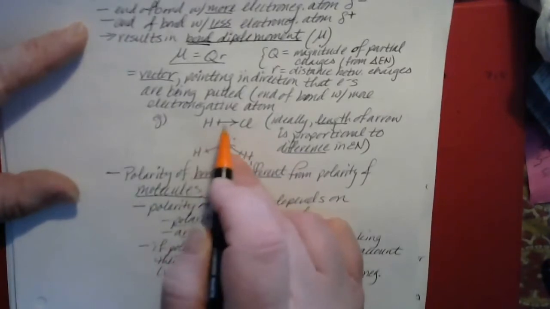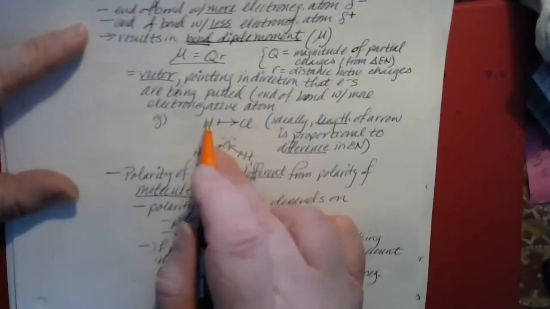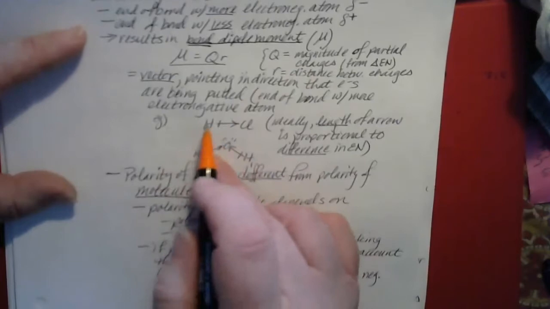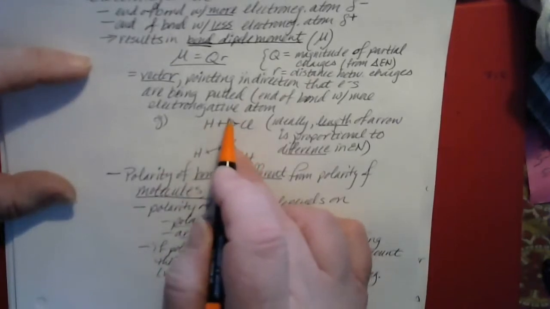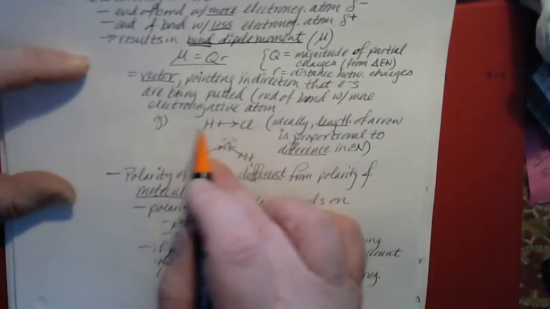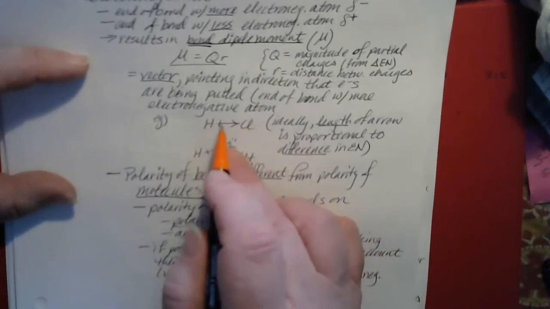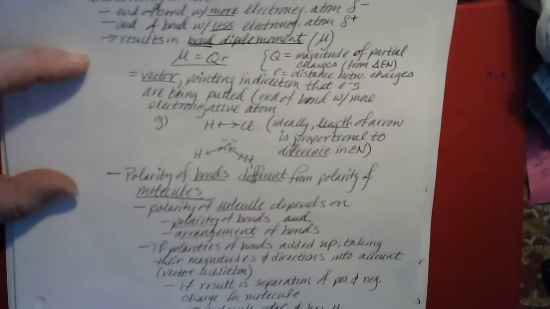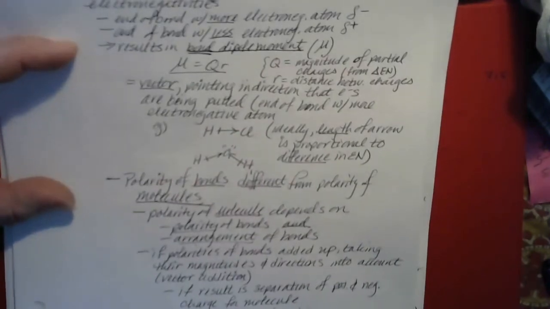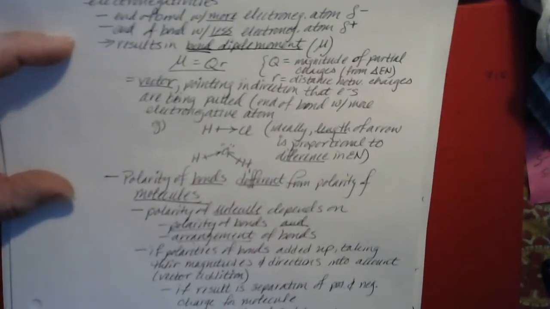You can draw the dipole moment in a polar bond by using an arrow to point in the direction in which the electrons are being pulled. And we make a little plus sign at the opposite end of the arrow, on the end of the bond that the electrons are being pulled away from.